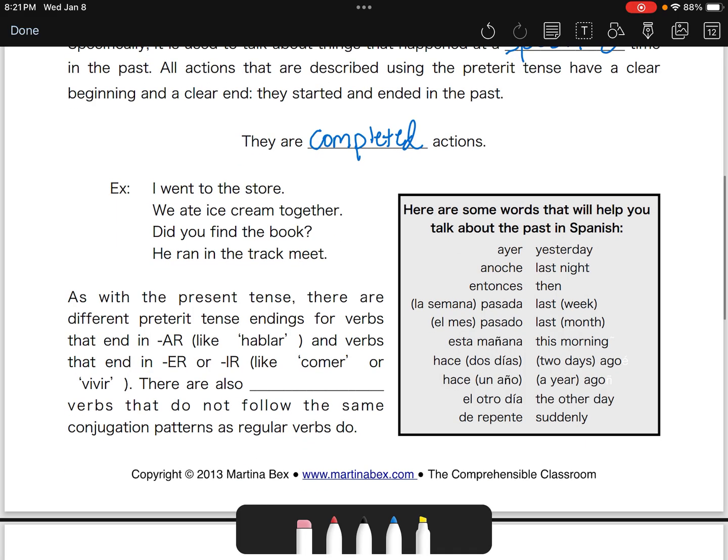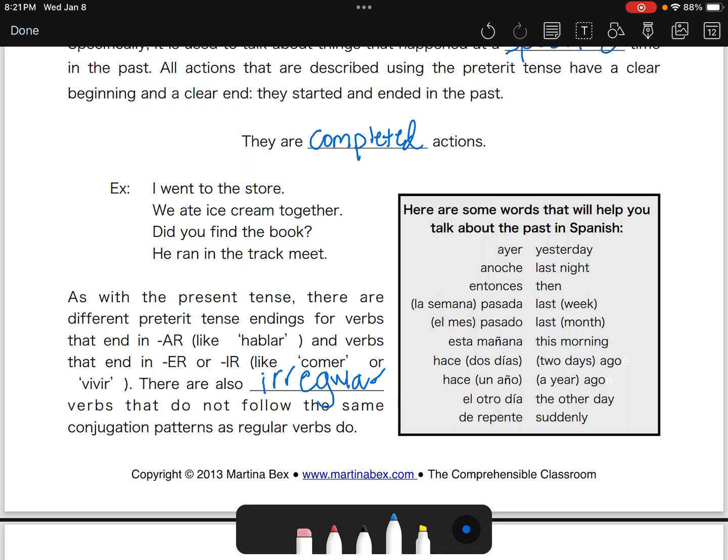As with the present tense, there are different preterite tense endings for verbs that end in AR, like hablar, and verbs that end in ER or IR, like comer or vivir. There are also irregular verbs that do not follow the same conjugation patterns as regular verbs do.